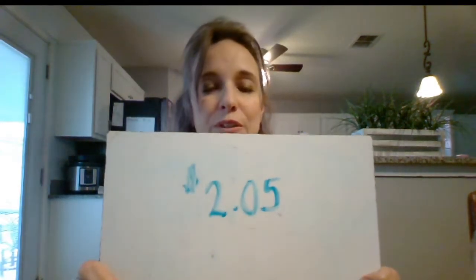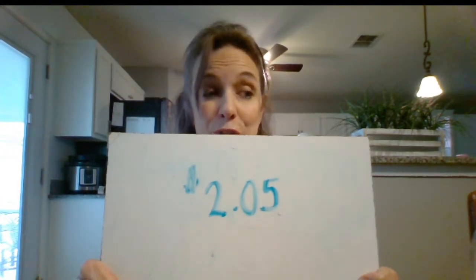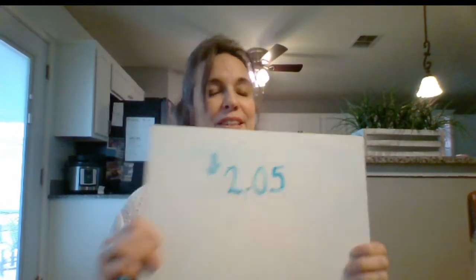I'm going to write mine in dollar form. You can write it in cent form or dollar form. I have $2 dot, because it shows me my cents are coming up, 5 cents. $2.05. All right, now I'm going to put that money over here.